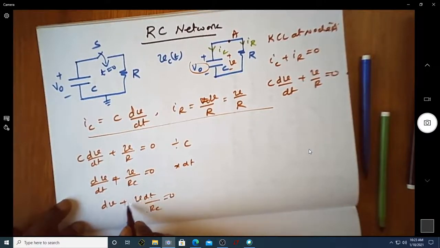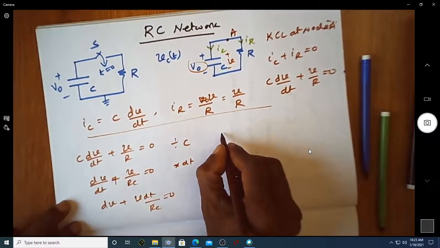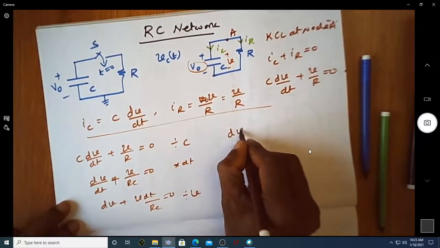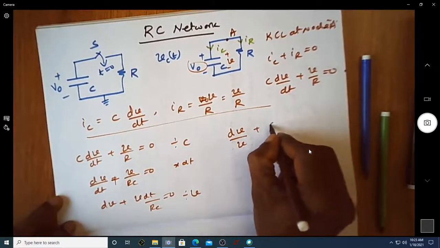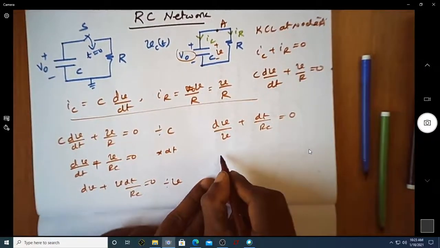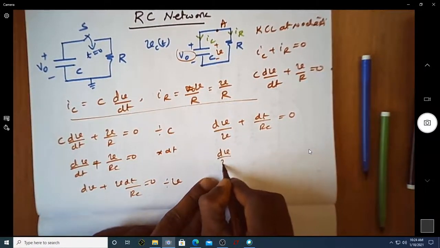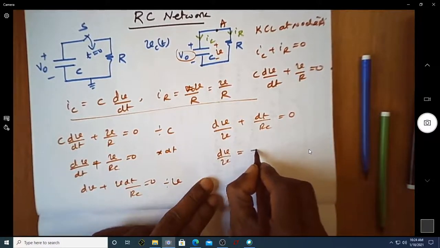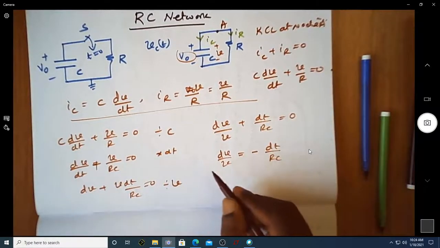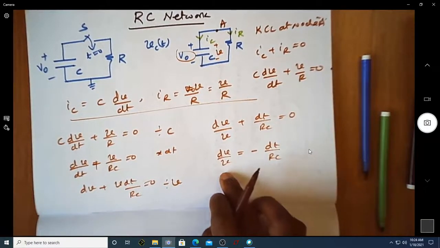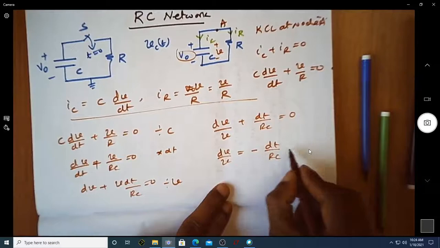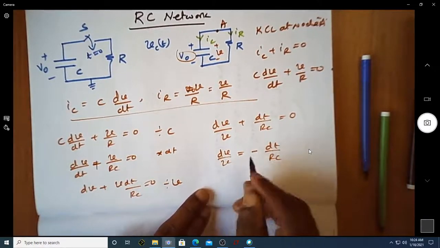So now you take this V to the denominator, that is, divide it by V. So you will end up with dV by V plus dt by RC is equal to 0, which you can ultimately write as dV by V is equal to minus dt by RC. So this is the expression you end up with upon doing some alterations. Now you integrate it over the entire period.